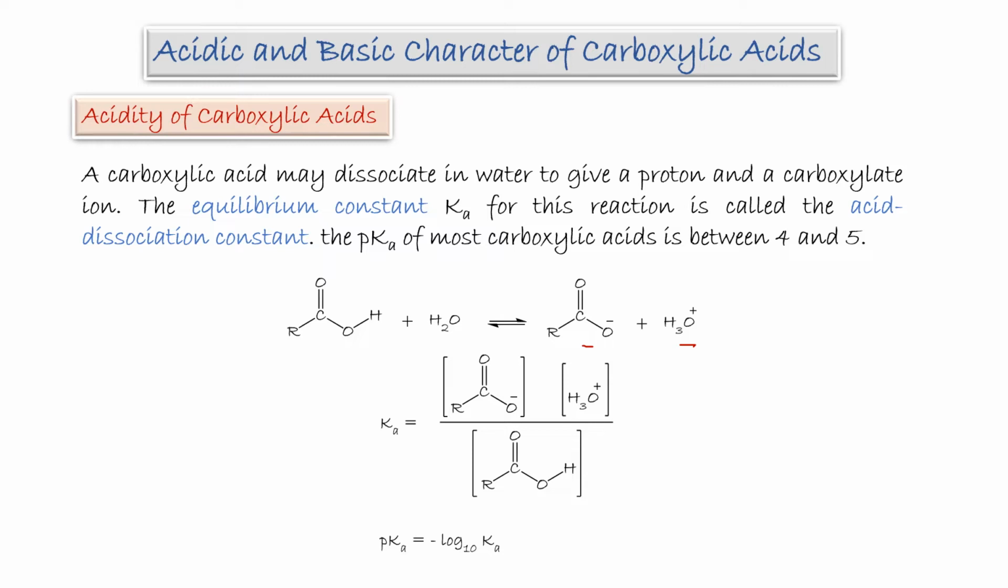The equilibrium constant Ka for this reaction is called acid dissociation constant, and pKa of most carboxylic acids is between 4 and 5. So Ka equals the concentration of the conjugate base carboxylate, times the concentration of H plus in water, over the concentration of the carboxylic acid. pKa equals minus log 10 Ka.